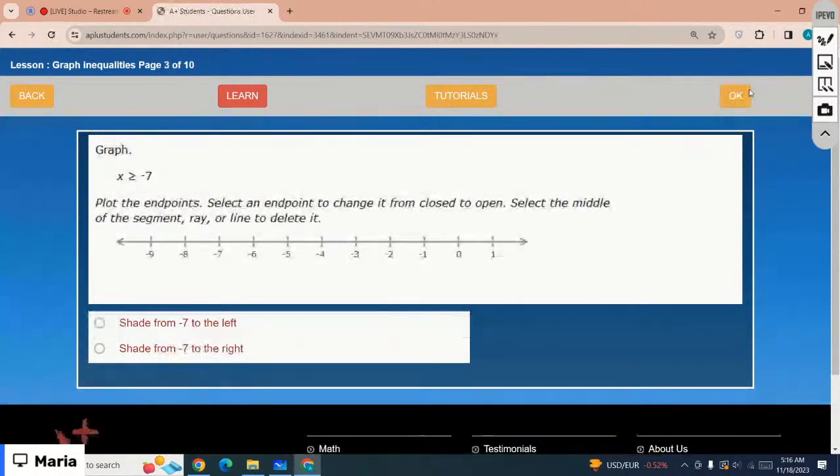X is greater than or equal to negative 7, which is the correct option? The correct option is x is greater than or equal to negative 7. So that would be on the right hand side of the negative number. All the numbers on the right hand side of the negative number are greater, right?